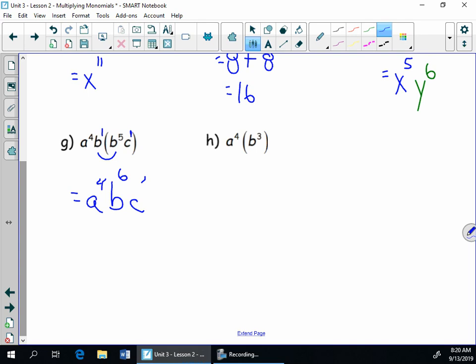Which kind of answers our last question here. a to the 4 and b to the 3. Well, that's just a to the 4 and b to the 3 because our bases are different. The rule is same bases and multiplying. In this case, I got the multiplying, but I don't have the same bases. That's as far as I can go.